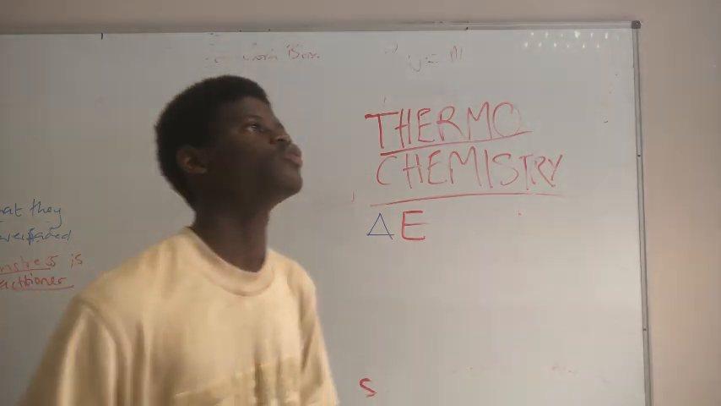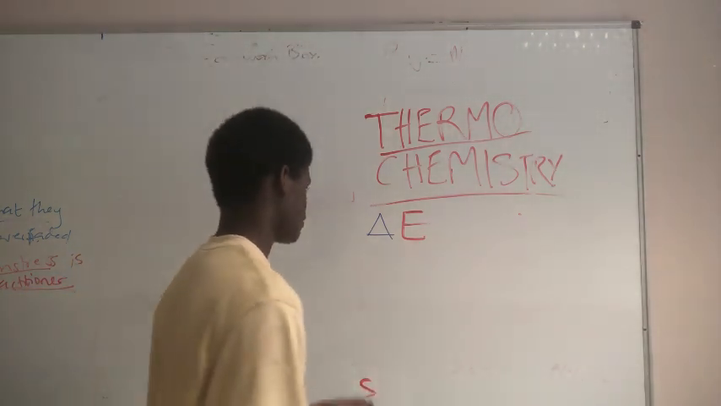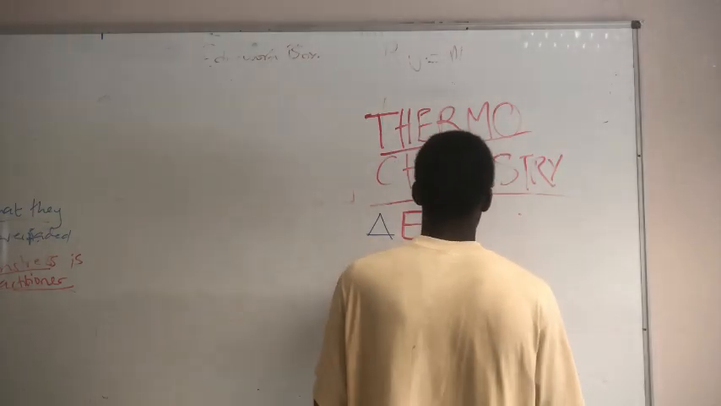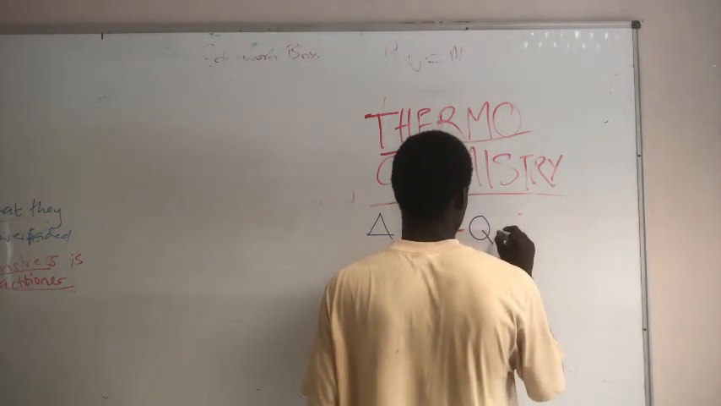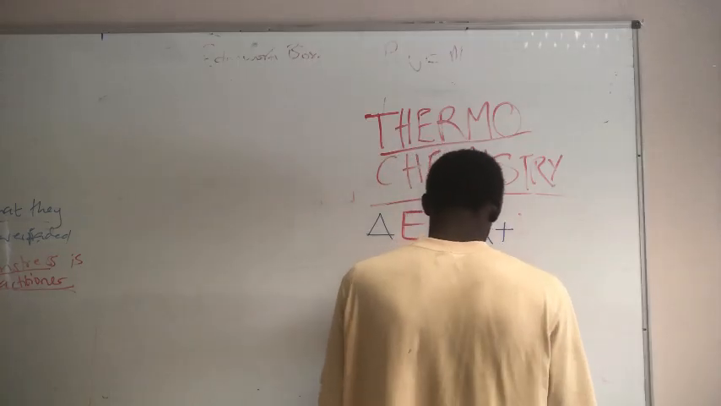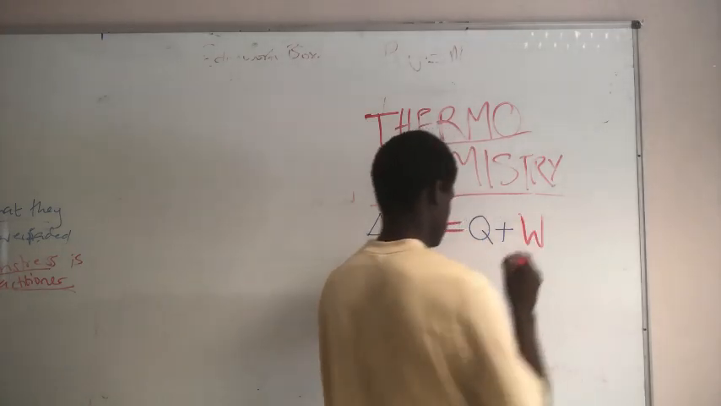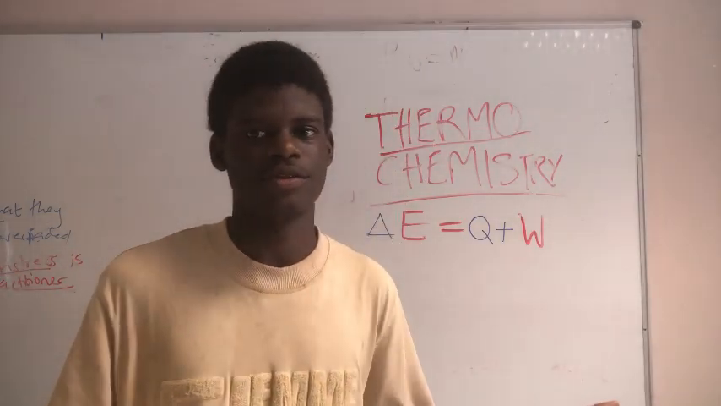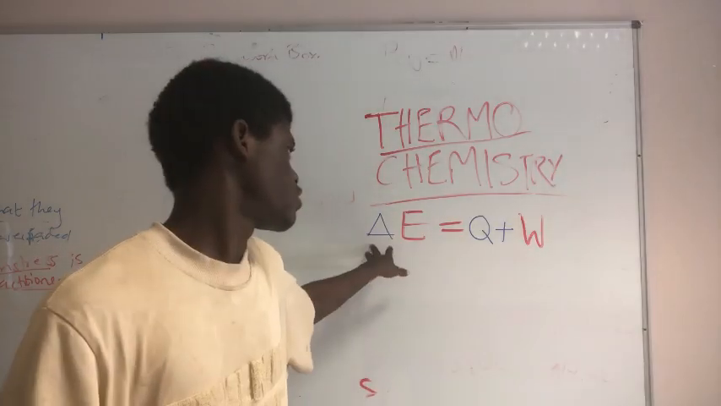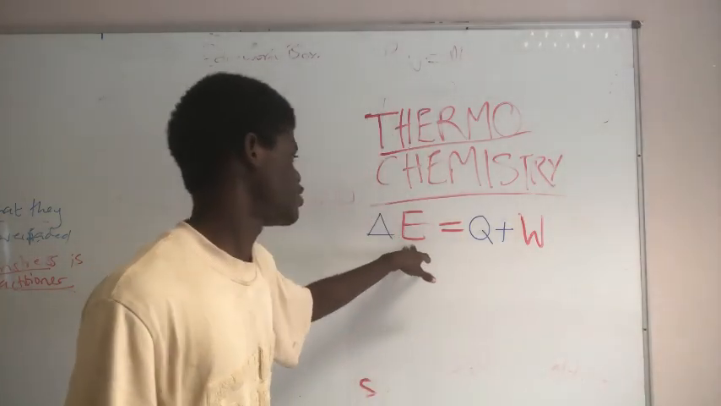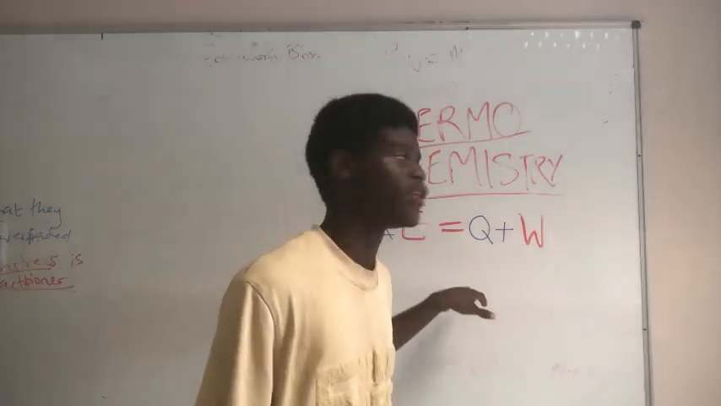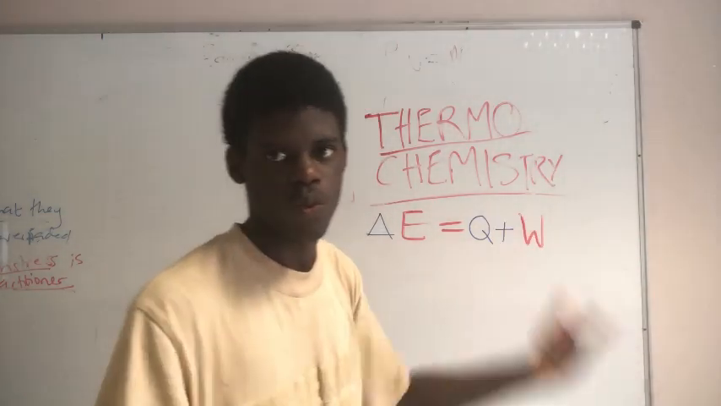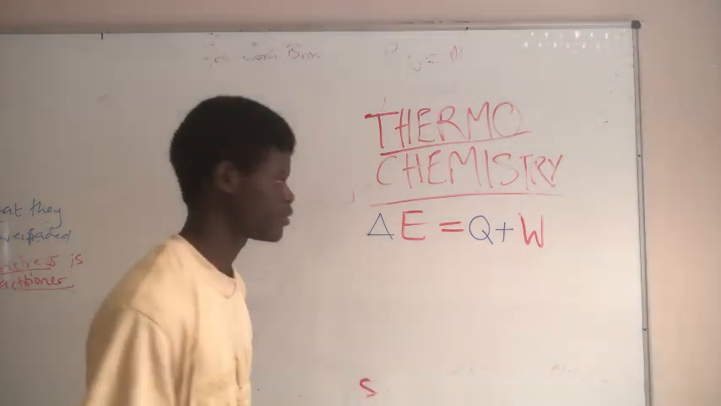You should also know the formula of internal energy. There's a trick in this formula in chemistry and physics, but it's just the same thing. But for chemistry, let's stick to this. Change in energy is equal to Q plus W, where E is internal energy, change in E is change in internal energy, Q is quantity of heat, while W is work done.